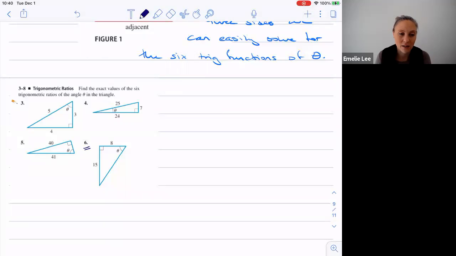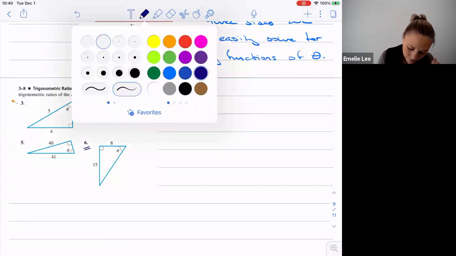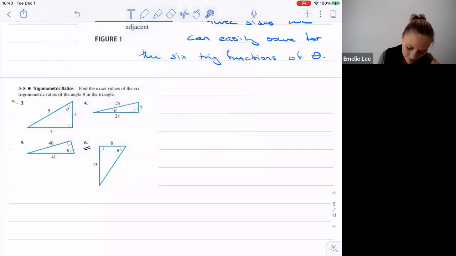But we can find that. Find the exact values, so you're not going to simplify, or you can simplify a little bit, but you're not going to find the decimal approximation. You just want exact values. So find the exact values of the 6 trig ratios of the angle theta in the triangle.